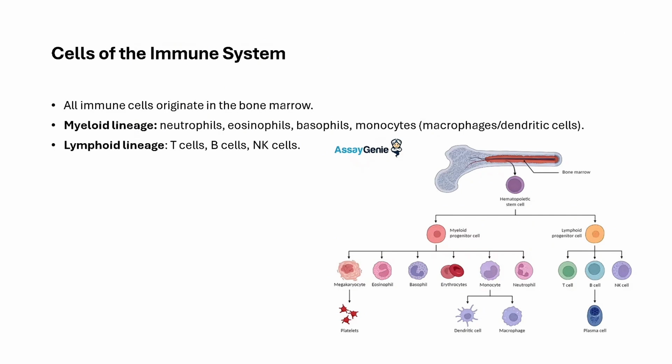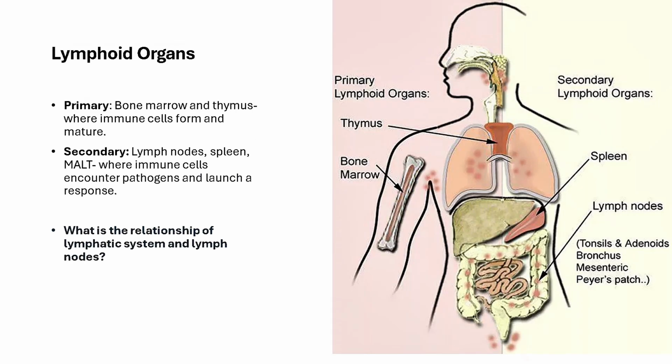So all cells of the immune system originate from the bone marrow. So we have myeloid lineage, which generates the granulocytes and monocytes, and we have the lymphoid lineage, which generates the T cells, B cells, and natural killer cells.